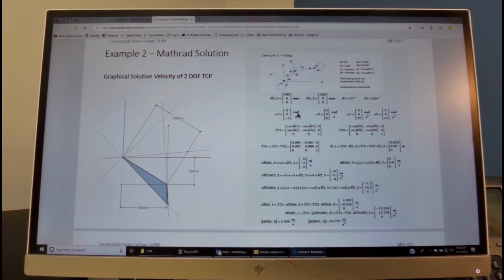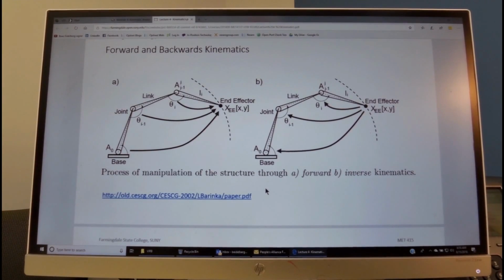It's important to realize that when we do the cross product of omega cross a vector, we always use radians per second for omega, not RPM or degrees per second. The values are in radians, and then MathCAD is doing all the unit transformation for us. And you can follow this procedure over here step by step, as well as the graphical solution, and see how the two correlate to each other.